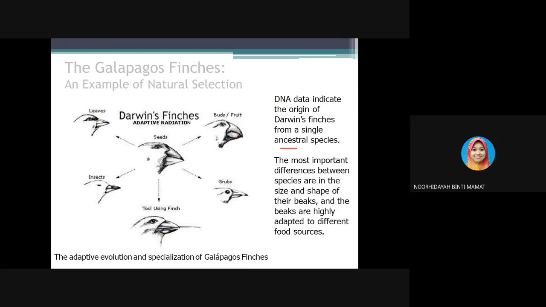Even though they have differences in character and morphology, the DNA data indicate that all of this group come from a single ancestral species. The most important differences between species are in the size and shape of their beaks, and the beaks are highly adapted to different food sources. So the genes are transferred from generation to generation in order for them to adapt to their environment and food sources. So this is an example of natural selection.